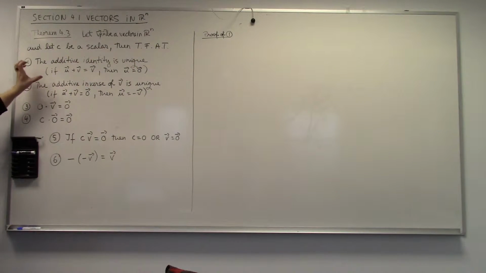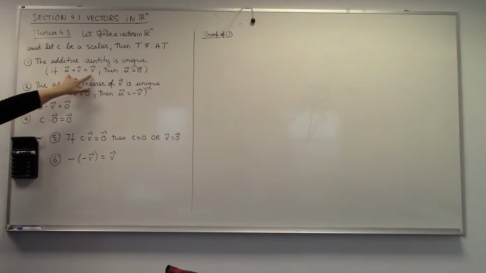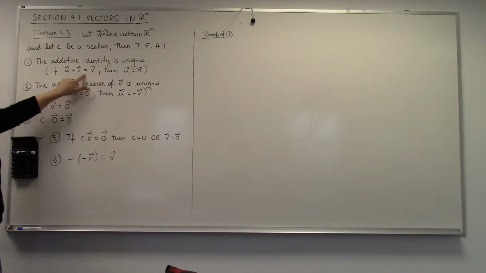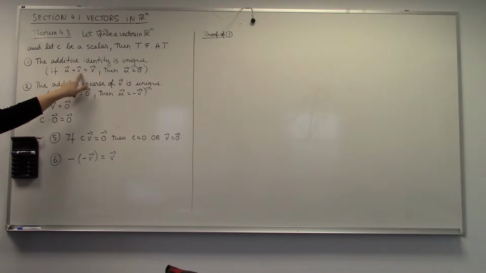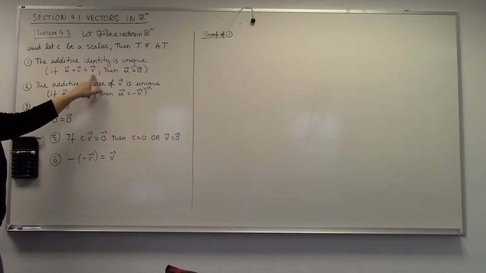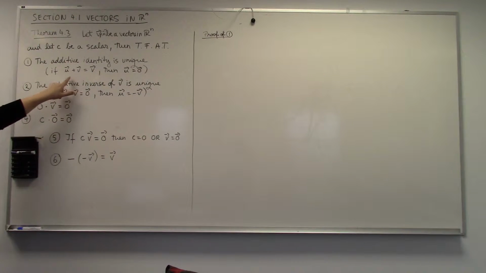Okay, so the additive identity is unique. Your book gives us a very informal definition of the additive identity. So let's see, in this equation here, which one would be the additive identity? Well, you want something that you would add to vector v, and then you would get vector v again. So this is the definition. That means u should be the additive identity.